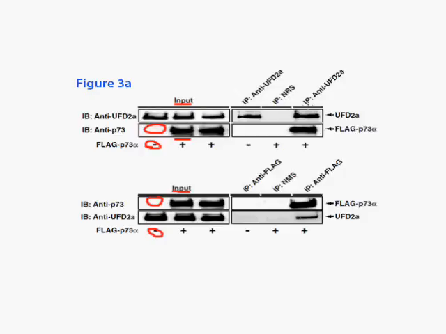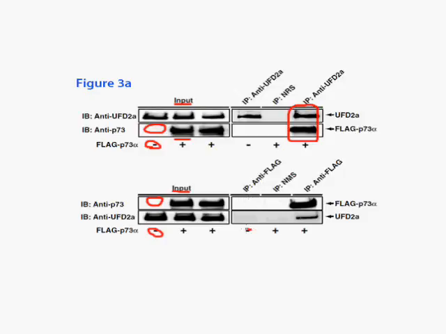And over here in this panel you can see that both P73 and UFD2A are present when only UFD2A is immunoprecipitated. Down here, they did a similar experiment except in reverse. This time they did an immunoprecipitation for flag, which is the tag on the P73 alpha.